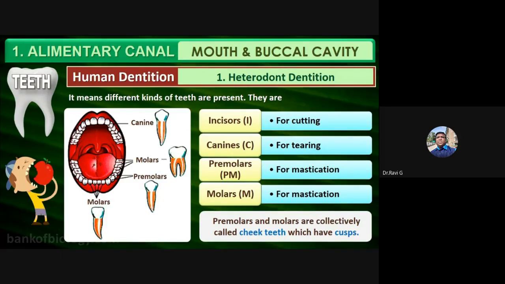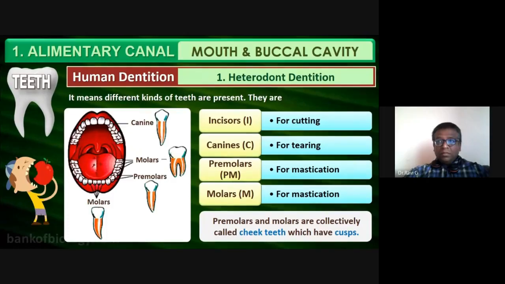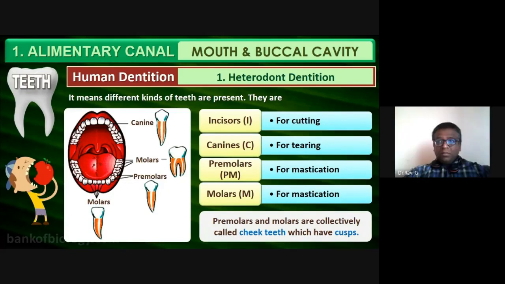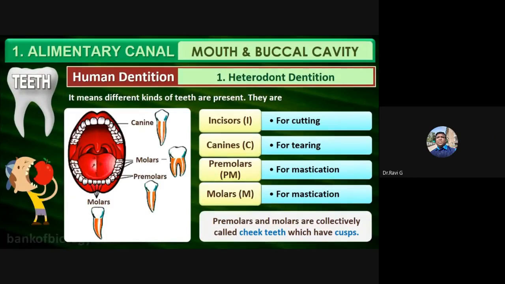Then premolars, which is denoted by PM, are for mastication. Chewing we call by another name, mastication. The molars and premolars are meant for mastication. So we have different kinds of teeth. We can remember it as ICPM: I stands for incisors, C stands for canines, P stands for premolars, and M stands for molars.